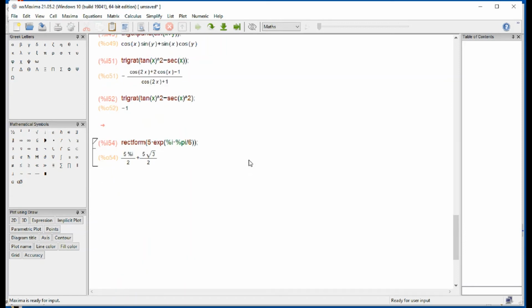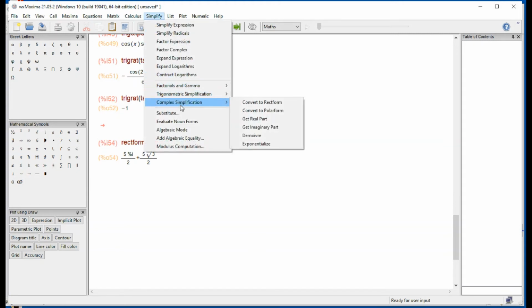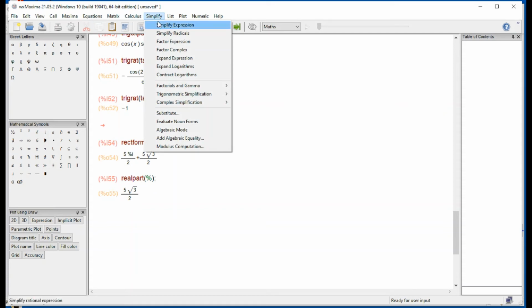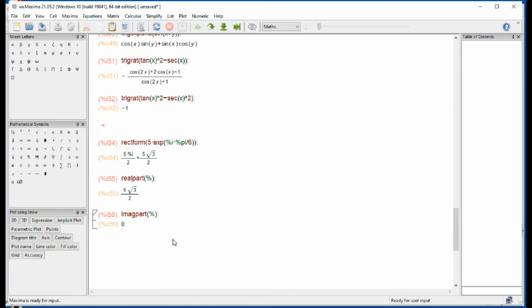Regarding real part and imaginary part, if I go to Simplify, Complex Simplification, get real part, the real part of the previous result is that one. If I go now to Simplify, Complex Simplification, get imaginary part. The imaginary part of this one is 0, but I believe that if you put a second percentage symbol, no, it doesn't work that way.